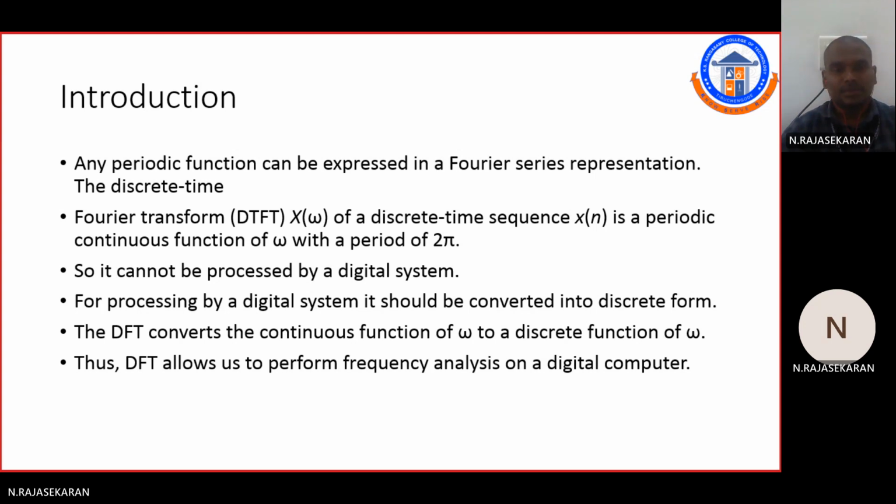The DFT, discrete Fourier transform, converts the continuous function of omega to a discrete function of omega. This is the main factor. DFT allows us to perform frequency analysis on a digital computer. The objective of the Fourier transform, or any transform, is to change the input signal from time response into frequency response.